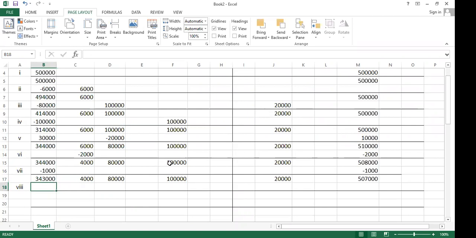8. Received cash dividend, rupees 4,000, on marketable securities. Add 4,000 to cash and add 4,000 to the owner's equity. 511,000. This is 20,000, 100,000, 80,000, 4,000, and 347,000.